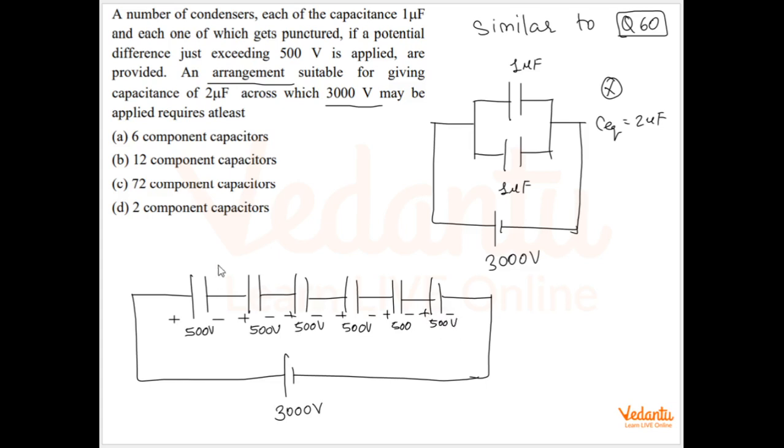Now the problem is, beta, that if I create a combination of 6 capacitors in series like this, then the equivalent capacitance of this circuit will not be 2 microfarad. Here the equivalent capacitance of this circuit will only be 1 by 6 microfarad. Now I don't need 1 by 6 microfarads, beta. I need 2 microfarads overall.